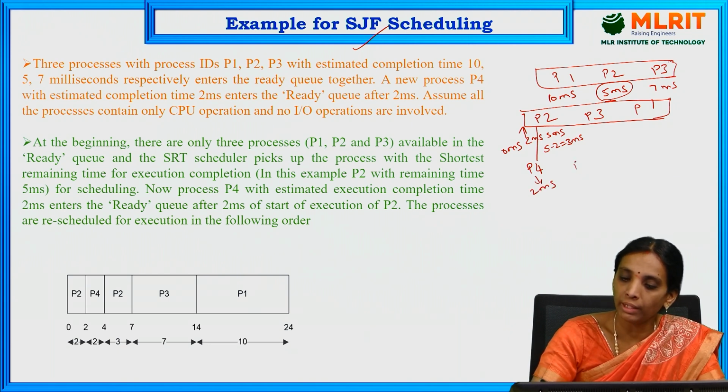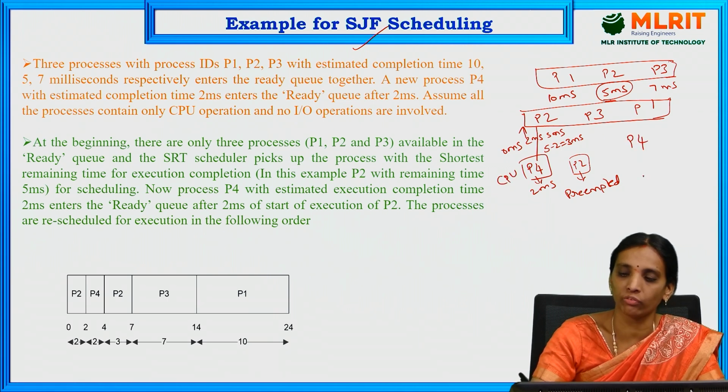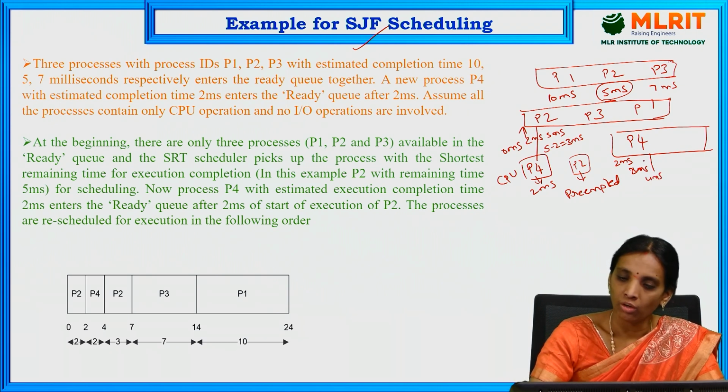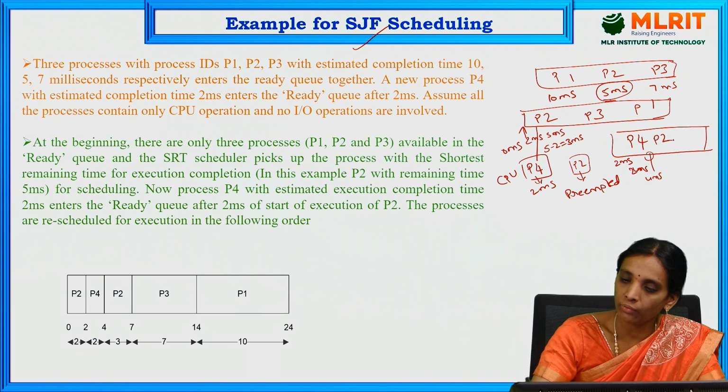But P4 will take only 2 milliseconds for execution. Therefore P2 is preempted and the CPU is allotted to P4. Now P4 goes for execution. It starts at 2 milliseconds and takes 2 milliseconds, so at 4 milliseconds it completes its execution. After completion of P4, P2 again takes the CPU for execution.